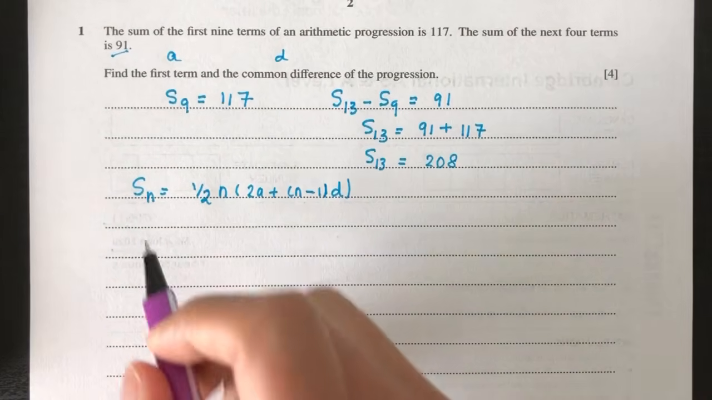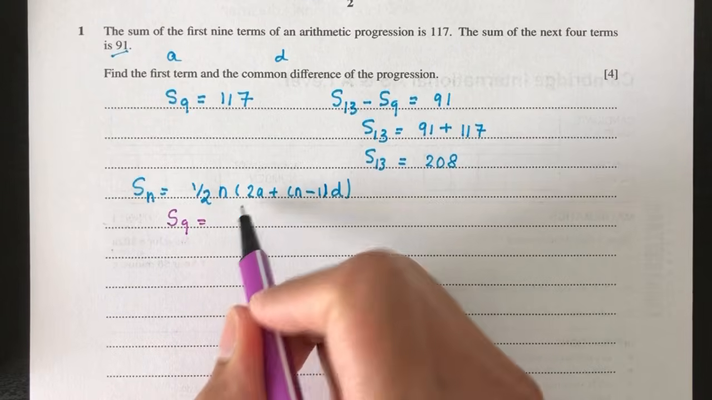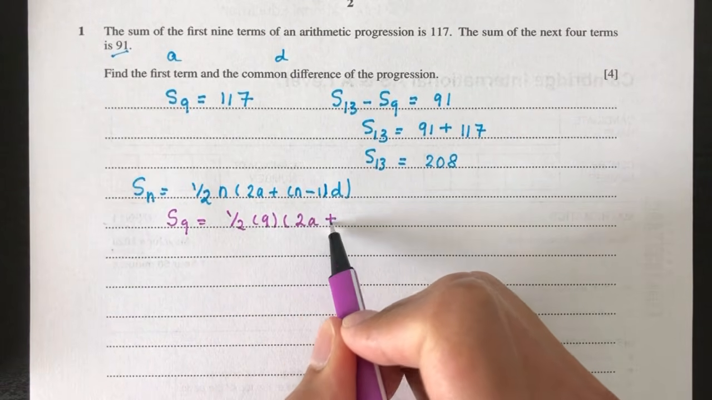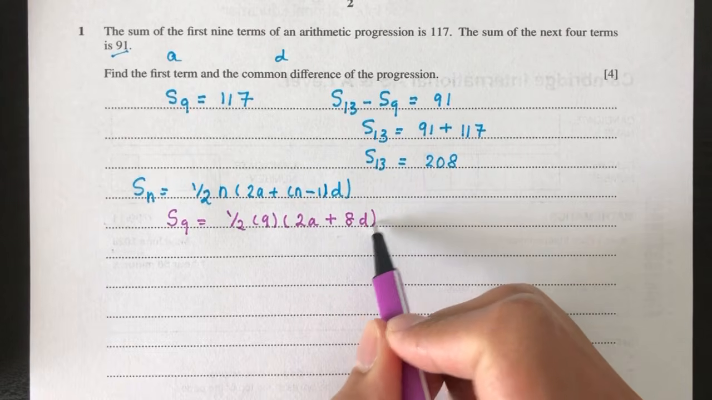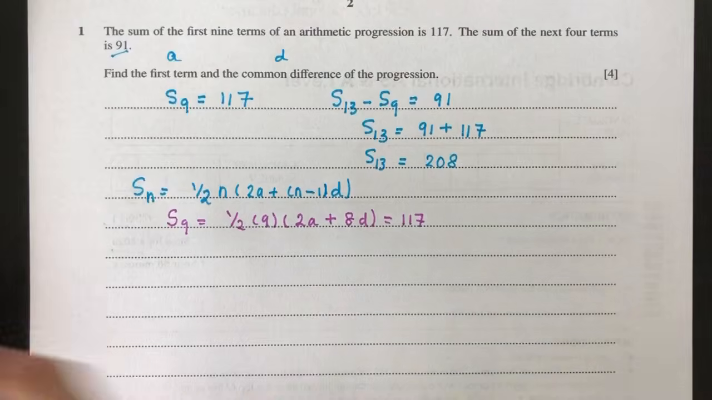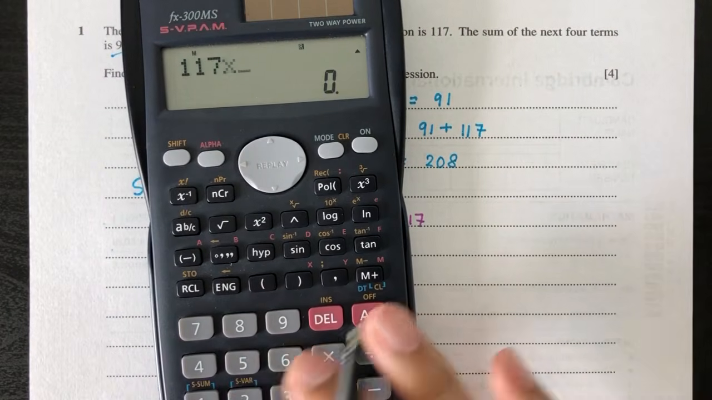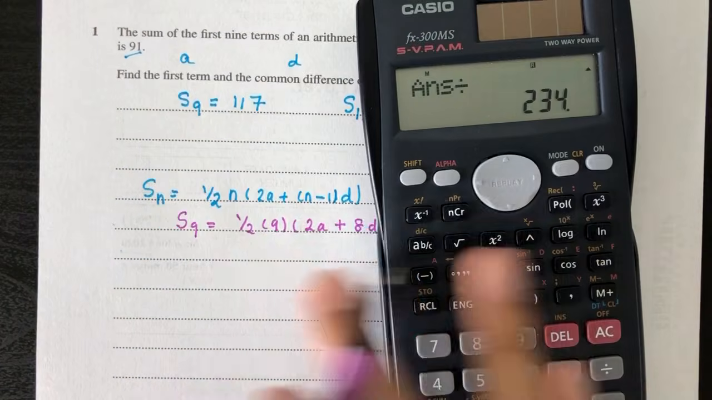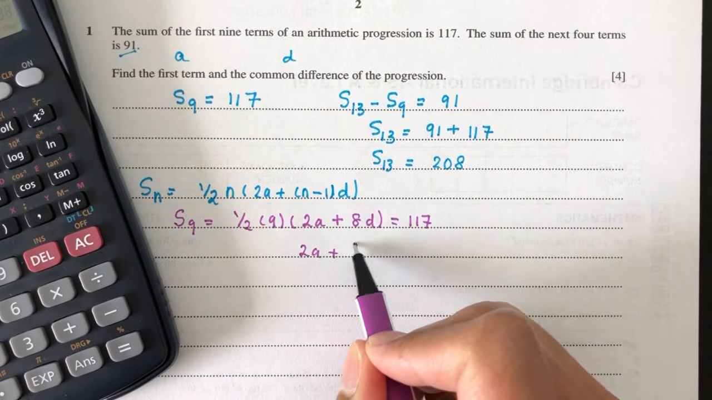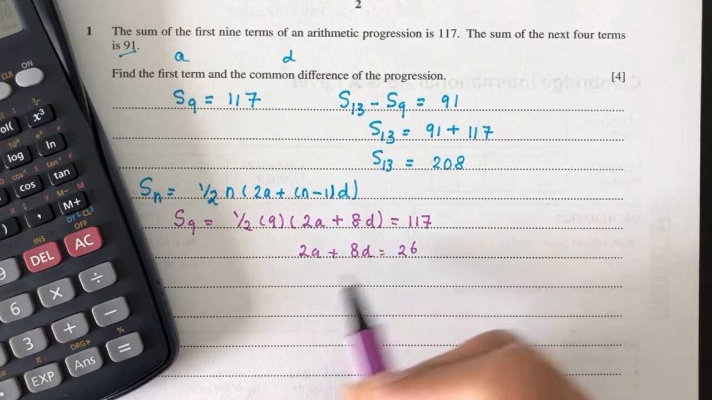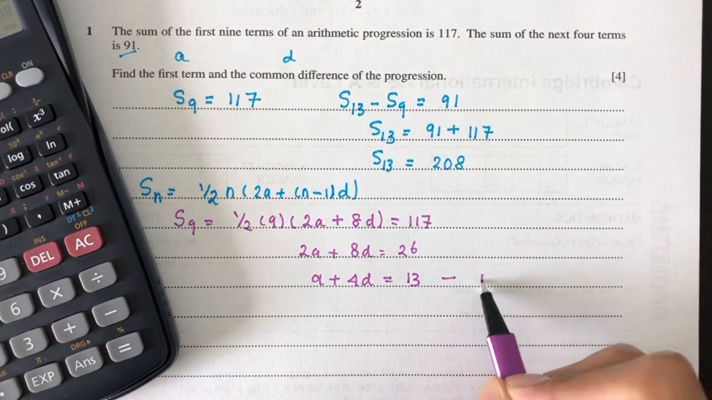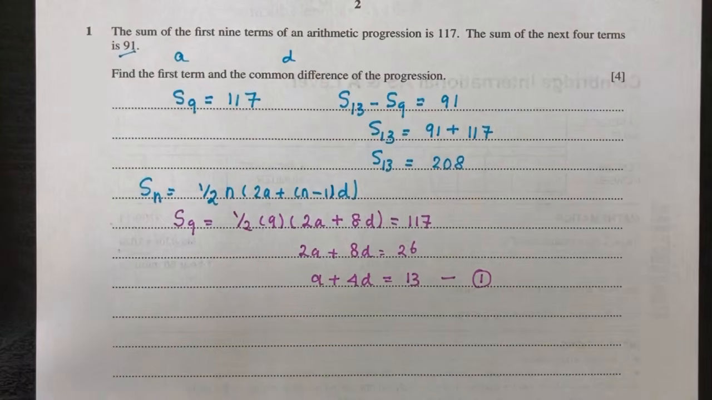So first one, we have S9 is equal to half times 9 times (2a plus (9 minus 1), which is 8d) equal to 117. So let's send this over here. You will have 117 times 2 divided by 9, that will be 26. So 2a plus 8d is 26. So a plus 4d equal to 13. That is equation number 1.